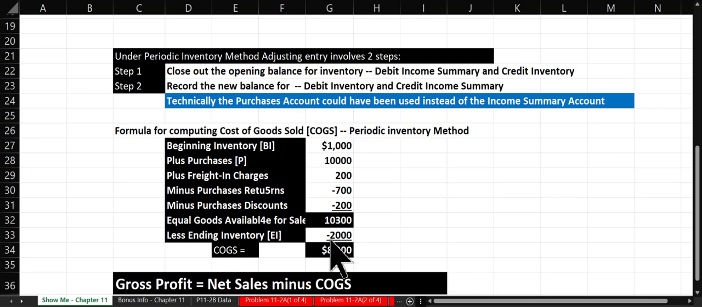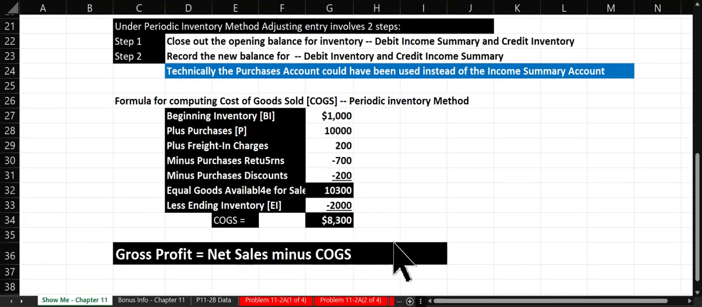This is the number that would appear in the income statement and be subtracted from your net sales to get what we call gross profit. Again, the term gross profit is not new to us. Just a reminder that this is the number that would be subtracted from our sales to arrive at our gross profit in the income statement.